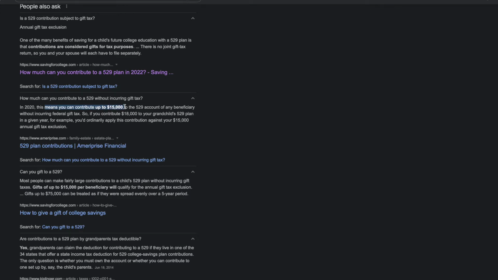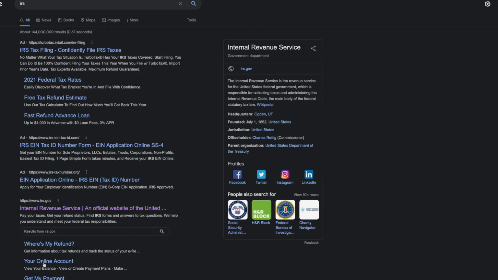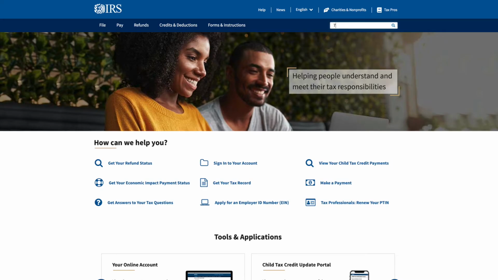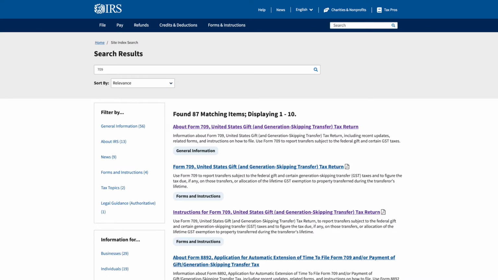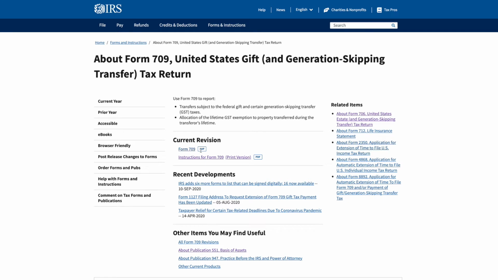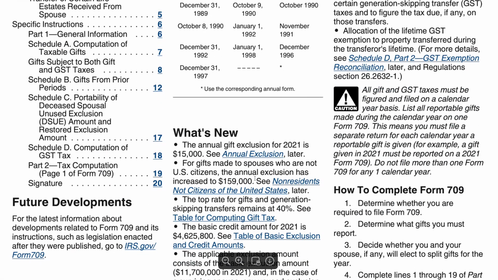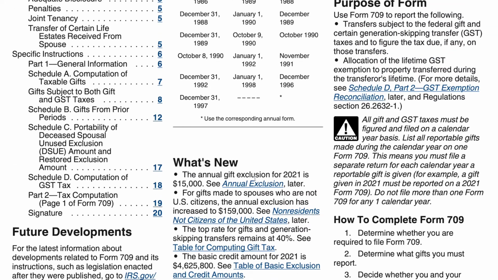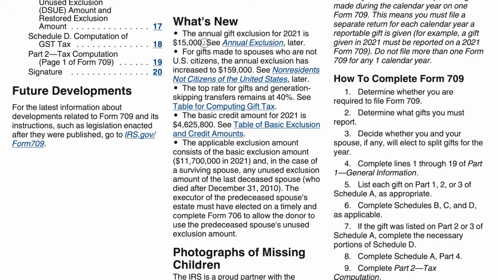You can see here and here. Let's go to the IRS website and find out if it's true. We type 709 here. Then you can go here. Then you will get a 709 form. It's a gift form, but we want the instruction rather than the form. So here is the detailed information. In this What's New section, they say the annual gift exclusion for 2021 is $15,000.